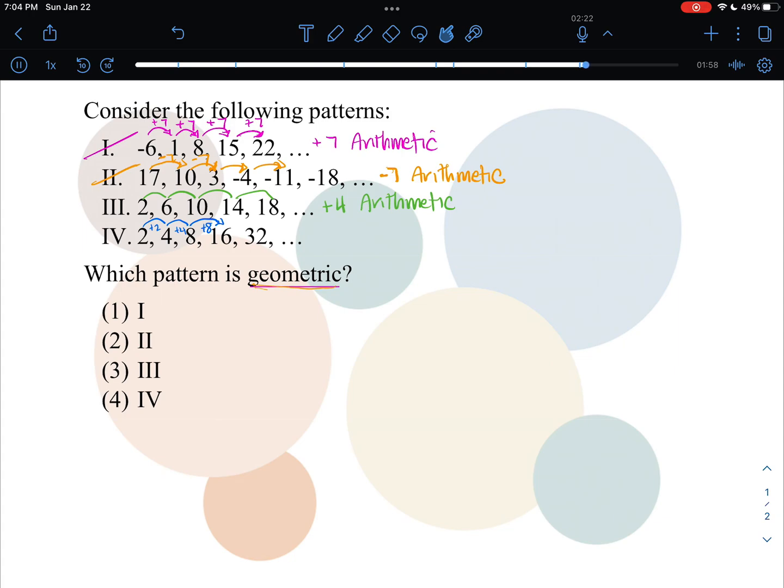To be a geometric pattern, I should be able to take the ratio of the one after it to the one before it, and I see that I have a common ratio of 2 when I do that. So I do have a common ratio of 2, which means that this is a geometric sequence. And my answer then is 4. And I'm done.